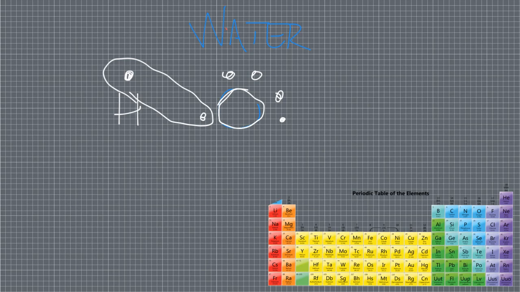So when I do this, there's a single hydrogen here, and what I can see is that this hydrogen is going to share the electron with oxygen. Now if I count around, hydrogen has 1, 2, it's full. Oxygen has 1, 2, 3, 4, 5, 6, 7. So it is not full, so that's why we need a second hydrogen.